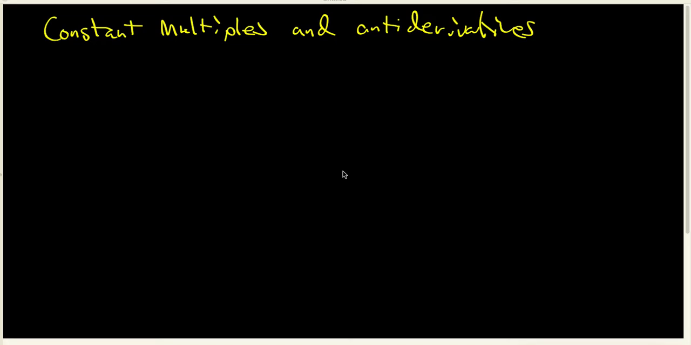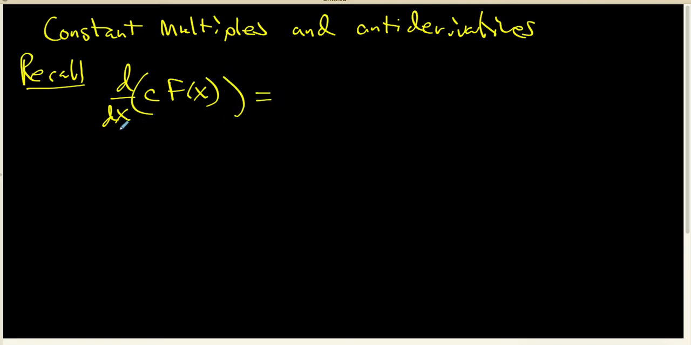In this video, I want to look at constant multiples and antiderivatives. And I want to start by reminding myself about what I know in terms of derivatives and constant multiples. So I want to start by thinking about this basic fact from Calculus 1. If I have the derivative of a constant times a function, I know that I can bring the constant through the derivative operator and say that the derivative of a constant times f of x is going to be a constant times the derivative. In other words, it's going to be c times f prime.